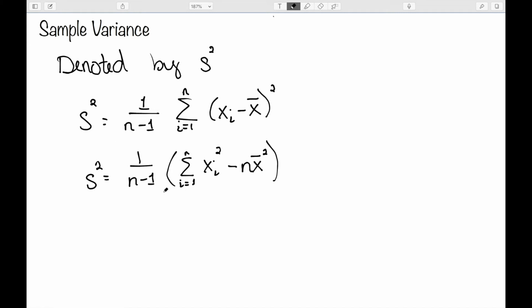The other formula is we're going to add up all of the values that look like xi squared. We then subtract out the number of things times the sample mean squared, and then we divide by n minus 1. So this one's a little bit more complicated, but it is occasionally used to help our calculations. And in this case, the standard deviation is just denoted by s, which is once again the square root of the variance. So let's look at some examples of this.